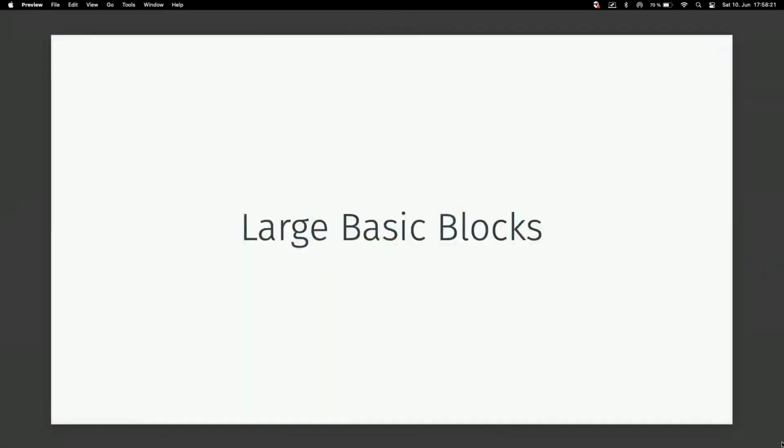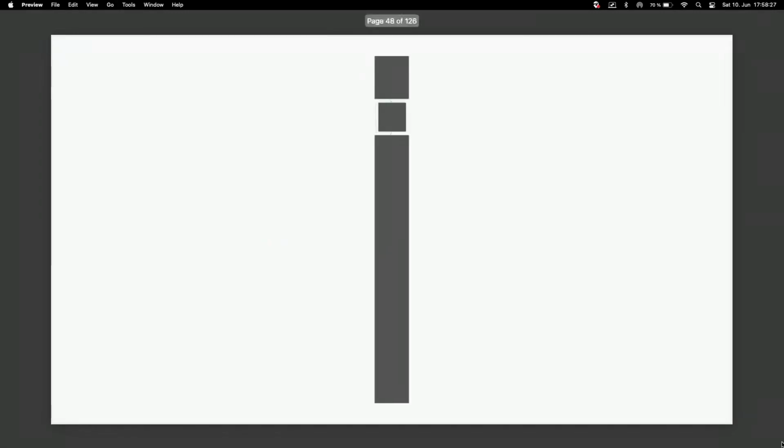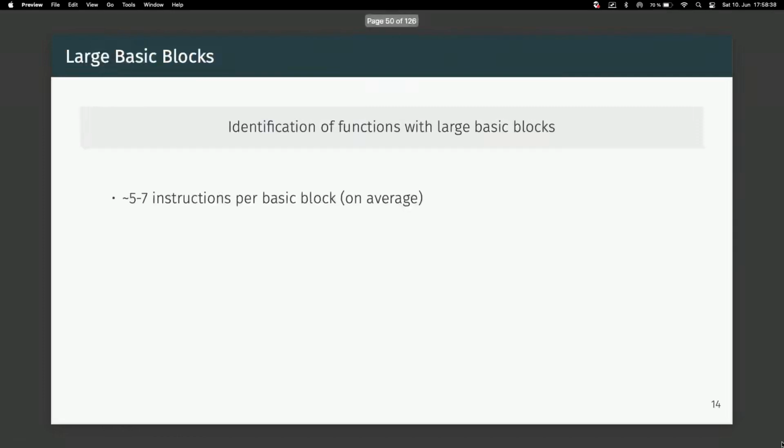So now I would start with the first characteristic, the large basic blocks. Intuitively, we're looking for functions where we have some basic block which is arbitrarily large. Typically, a basic block is about 5 to 7, sometimes 8 instructions, depending on the code base. Let's say 8 instructions per basic block on average. However, there are basic blocks which include 100 instructions or even 1K instructions. There are sometimes even basic blocks which have 50K instructions.